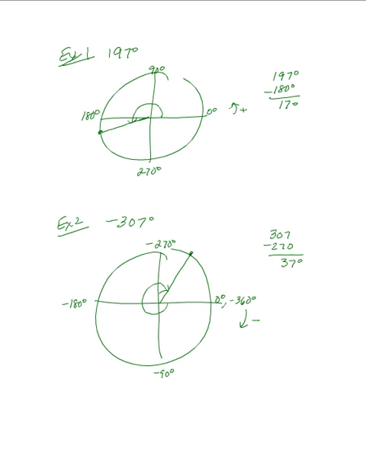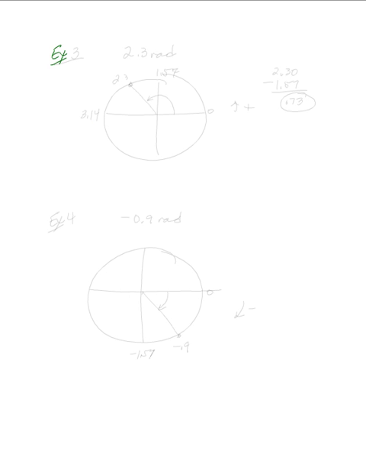Example 3. 2.3 radians. Okay, let's get our bearings. We're going in the positive direction, starting at 0, passing 1.57, and not quite reaching 3.14 radians. So we're somewhere between 1.57 and 3.14. And again, how much more?